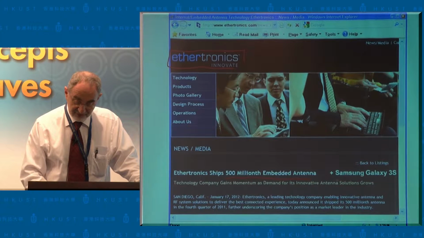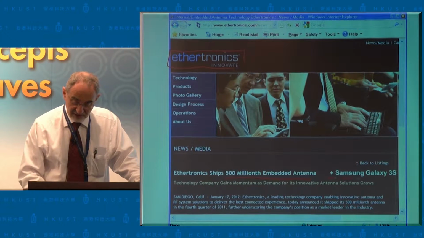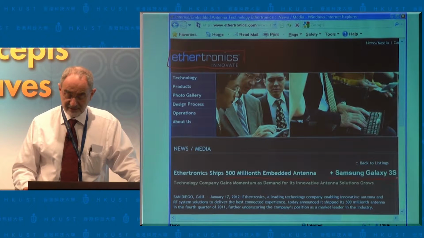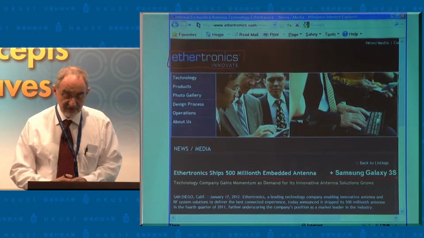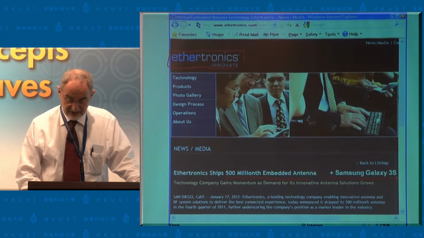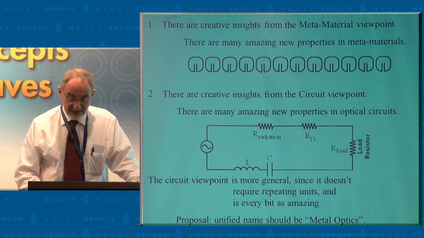The company did very well this year. They got the exclusive contract for the Samsung Galaxy S3, which was heavily advertised during the Olympics. And so we had to learn a few things.